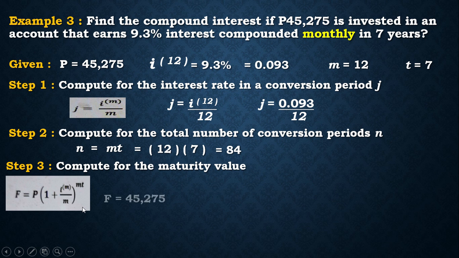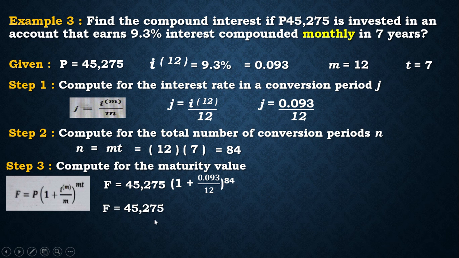Ngayon, isubstitute na po natin. Una, yung P, which is 45,275. Ito po siya. And then, times the quantity of 1 plus. So, yung J, kunin natin 0.093 divided by 12. Tapos, ang ating MT rito, which is 84. Ito po siya. Kaya naging 84. Ngayon, ang susunod na step po natin ay i-divide po natin itong 0.093 divided by 12. Huwag pong gagalawin ito. Ito po ay constant, hindi po talaga ginagalaw. Ito po ay exponent.